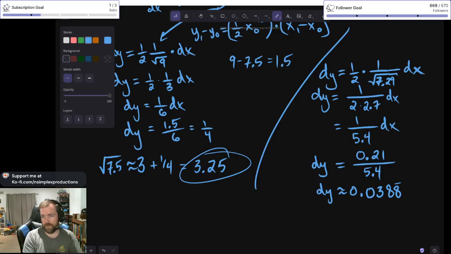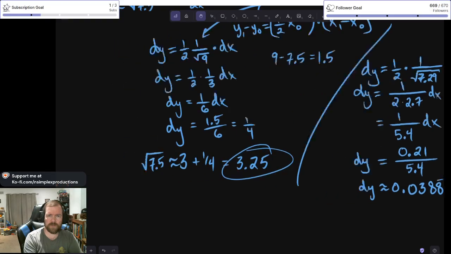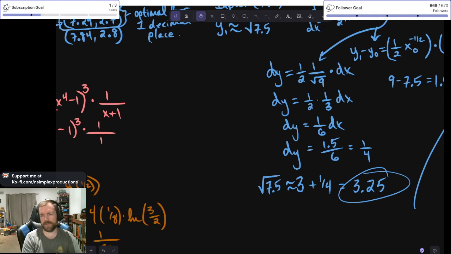Okay, 7.5 is higher than 7.29, which is the known value. So therefore, the square root of 7.5 should be higher than our known value of 2.7. Okay, that's pretty obvious. Did I mess that up? Oh, did I say between 2 and 3? Yeah, okay. So I screwed it up here. Whoops. All right, I went up. I should have come down.